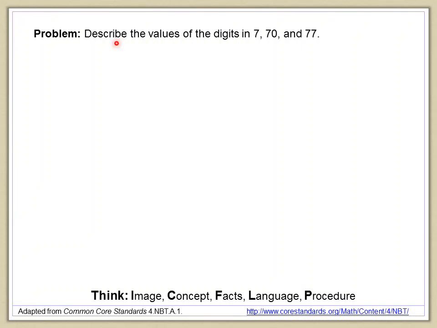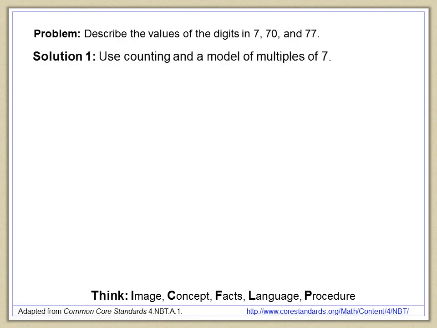We'll begin by describing the values of the digits in the numbers 7, 70, and 77. This whole standard is really about reinforcing the idea of the values of digits in different places. So we're going to do this two ways. One is using counting, just counting and recognizing how place values were developed, just to remind students. And then we'll look at a model of multiples of 7 to connect to the ideas of multiplication.